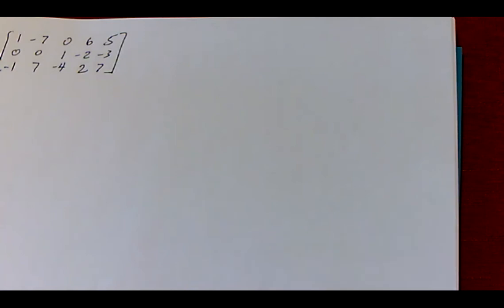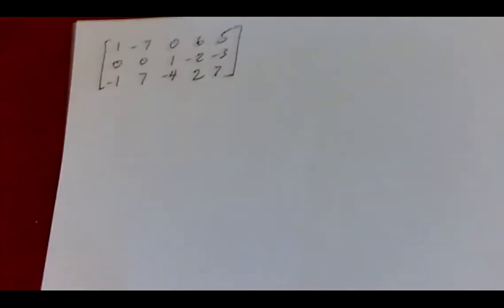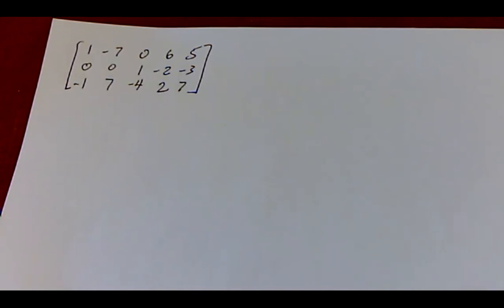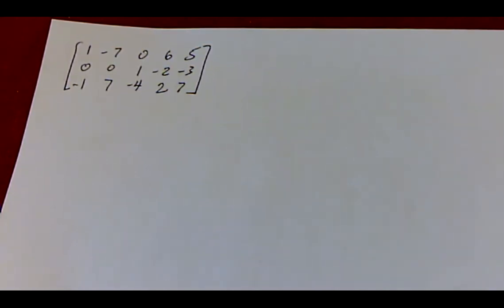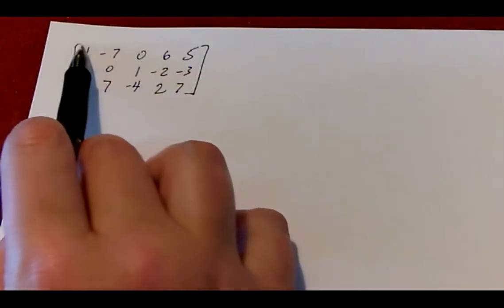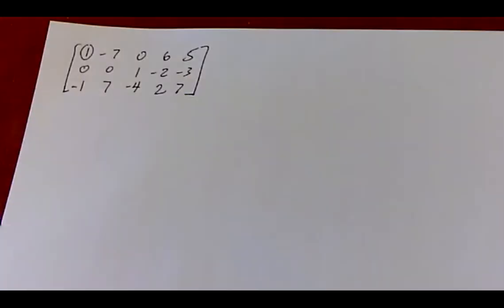Okay. Now let's look at another matrix here and let's work through this row reduction algorithm. So 1, -7, 0, 6, 5 going across there, 0, 0, 1, -2, -3. Okay, so as I look here, upper left is going to be a pivot. Perfect. Good to go. I'm going to go ahead and circle it, just to emphasize that's our pivot.